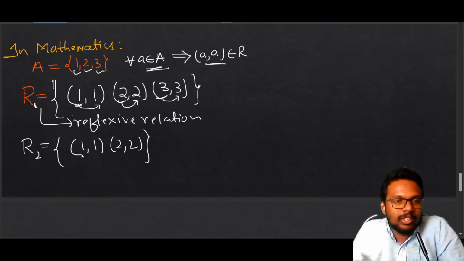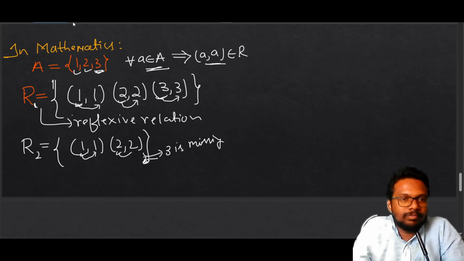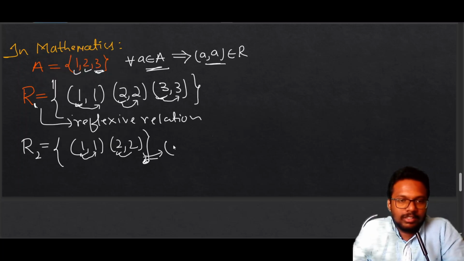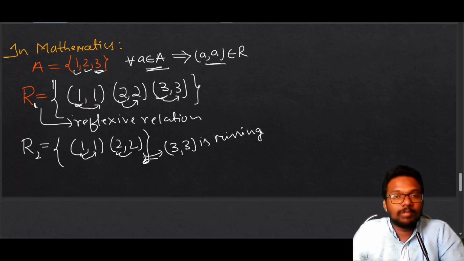See, for example, 1 is related to 1, okay, well and good. 2 is related to 2, okay. But in set A we have an element 3, and here 3 is missing. So in this R, this 3 comma 3 is missing.